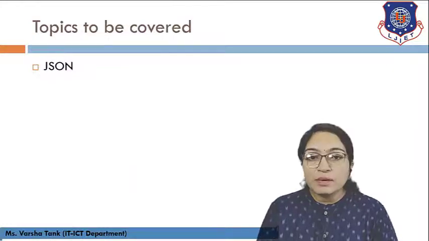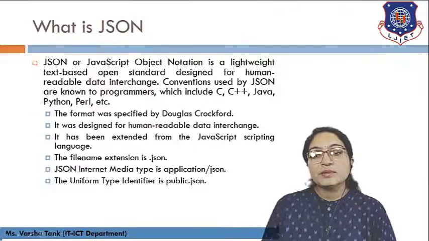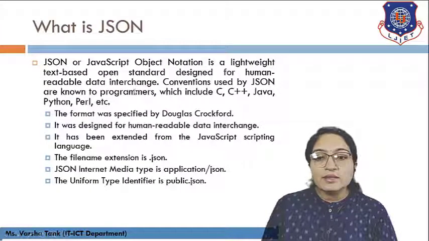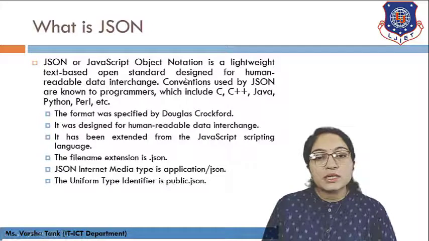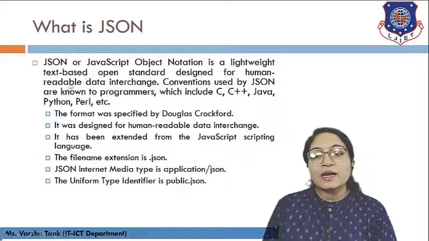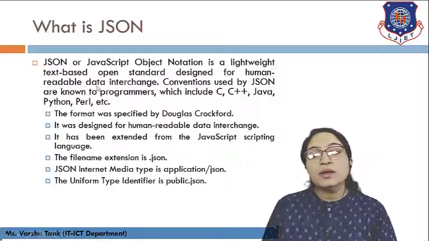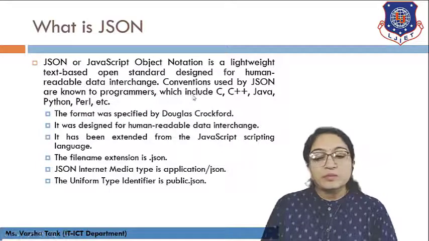So today we will learn about JSON. What is JSON? Let's learn about it. JSON is known as JavaScript Object Notation. So the full form of JSON is the JavaScript Object Notation. What is it? It is a lightweight, text-based, open standard that is designed for human-readable data interchange.